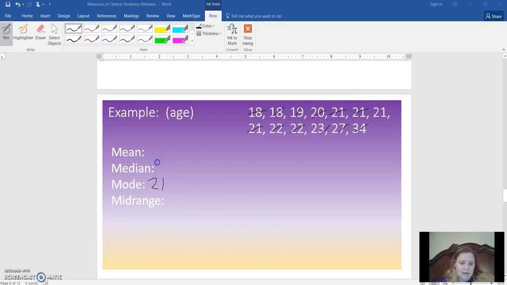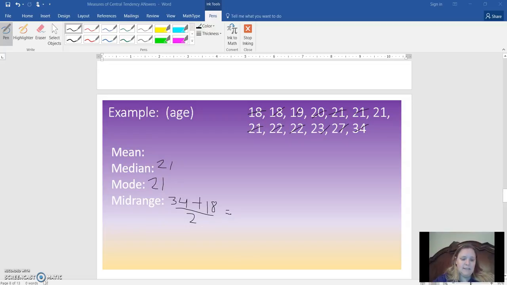Alright, and so I'm sitting here at 21 for the median again. Mid-range is going to be 34 plus 18 divided by 2. And all the numbers are relatively close to each other, so we should get something that's close to the median. The mid-range approximates the median.